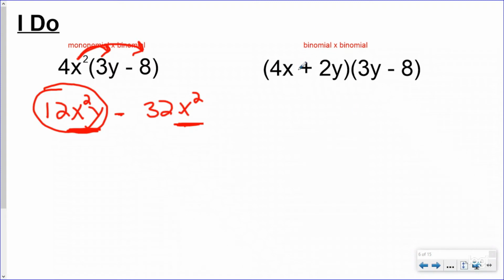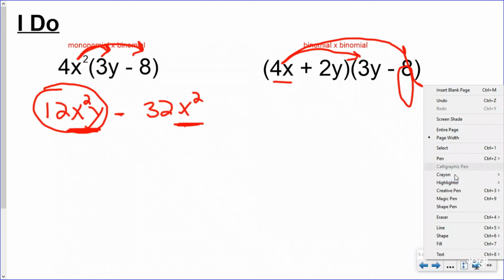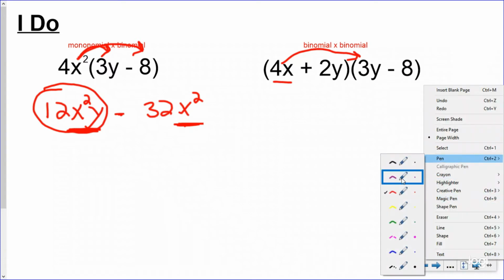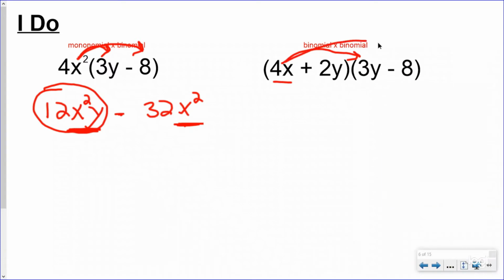So same thing we just did on the last page. If it's a binomial, now we're just adding variables. So what you need to do is distribute the 4x to each of the terms. And your second number, let me just undo that. Get my pen back out. There we go. Okay, you got to distribute out.